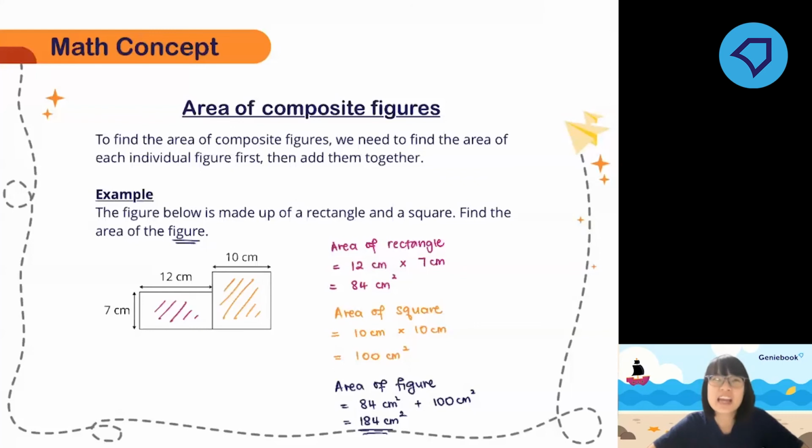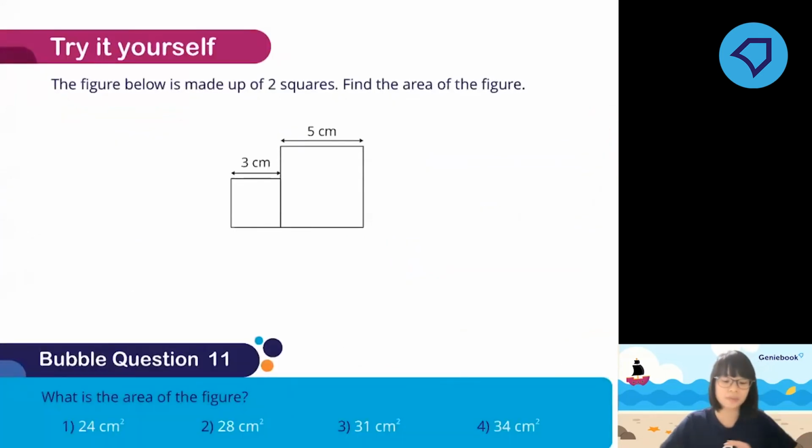Okay, so to find area of composite figure, again, one more time, you just find the area of one of the shapes, find the area of the other shape, and then you add them together. Okay, so let's try this one over here. The figure below is made up of two squares. Okay, look at the question carefully. Figure below is made up of two squares. So find the area of the figure.